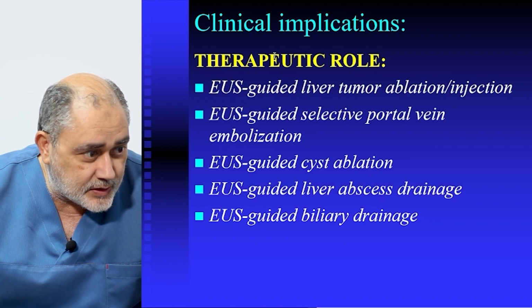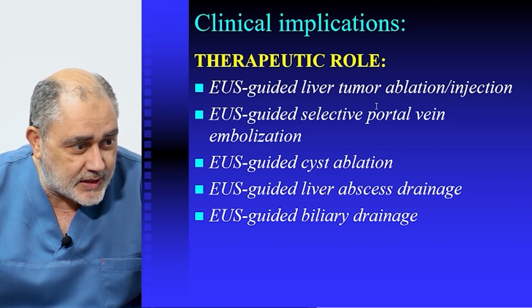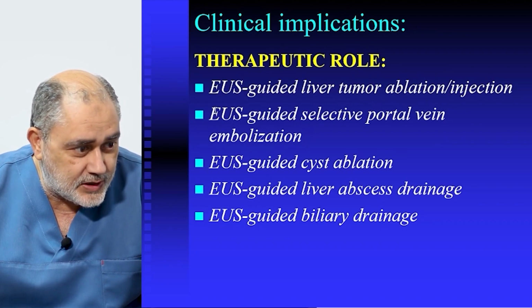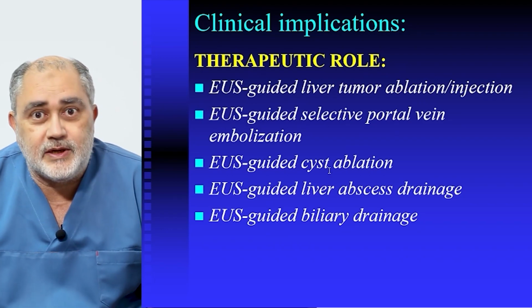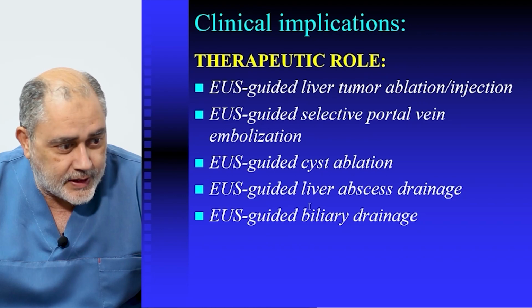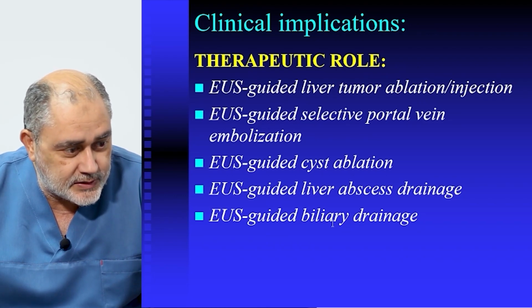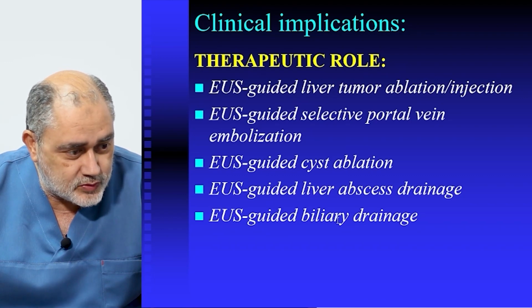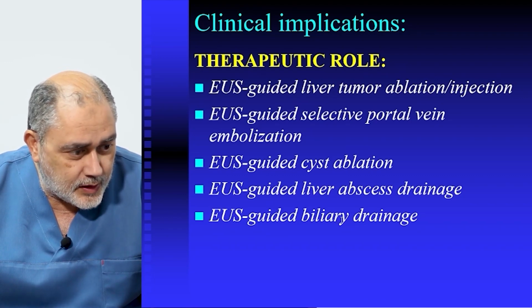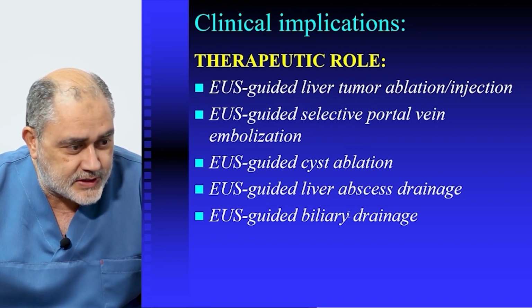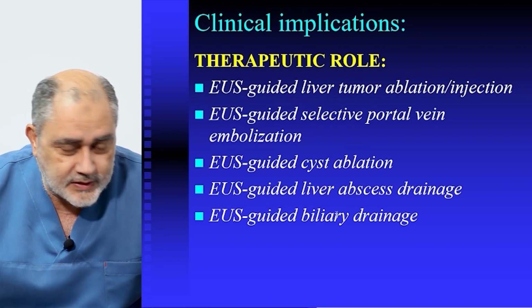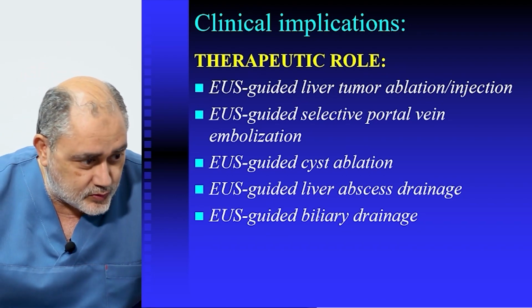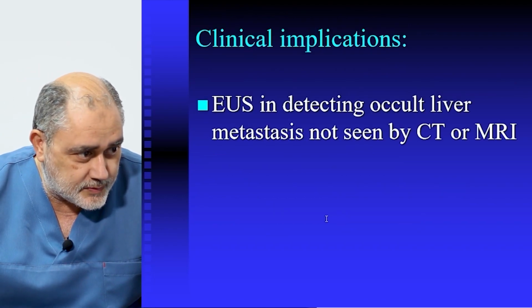Also, it has therapeutic implications, which are EUS-guided liver tumor ablation, EUS-guided selective portal vein embolization, EUS-guided liver abscess drainage, and EUS-guided biliary drainage, as I told you before. From segment 2, we can do rendezvous technique and antegrade stenting, and from segment 3, 45 centimeters from the dental arch, we can do hepaticogastrostomy.